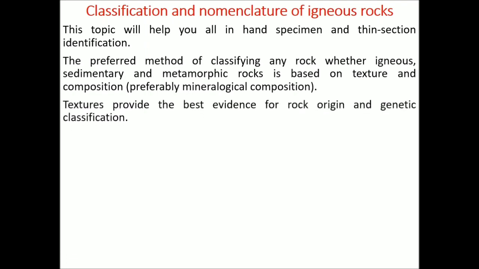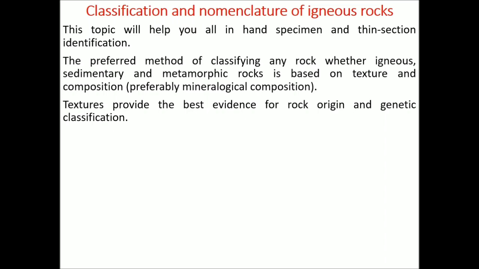of classifying any rock, whether igneous, sedimentary or metamorphic rock, is based on the texture and composition, preferably mineralogical composition. Actually, texture provides the best evidence for a rock's origin and genetic classification. See, the main motto of science is to know the truth, and to know the truth, we have to look for something which will tell about its origin, how it has come into being. So that is a very important thing. So that is why the texture and mineralogy tell us the actual story.